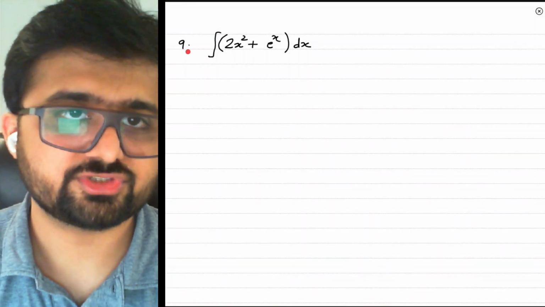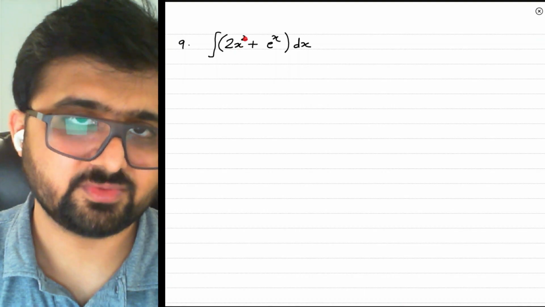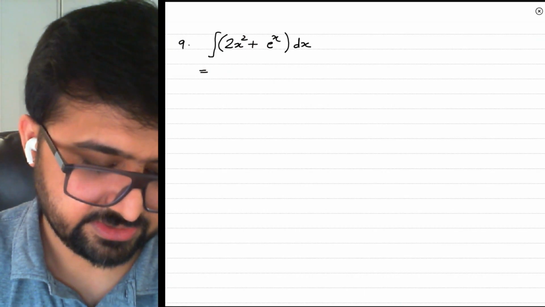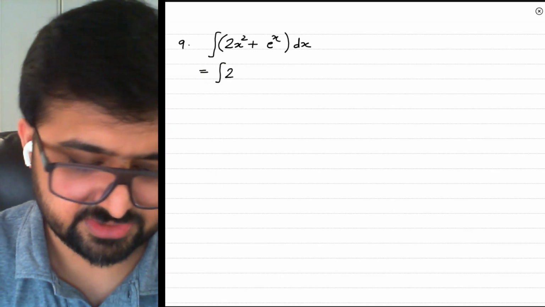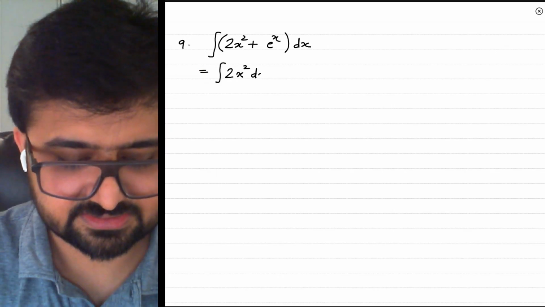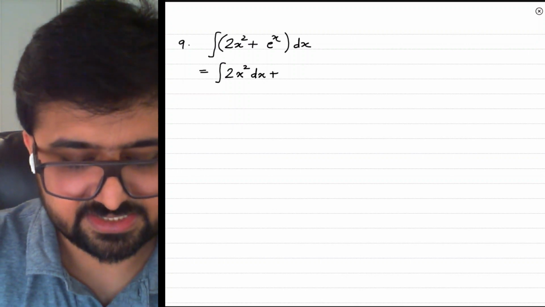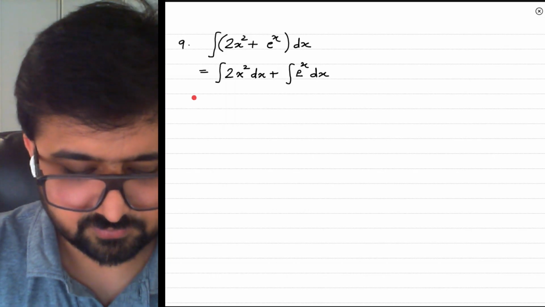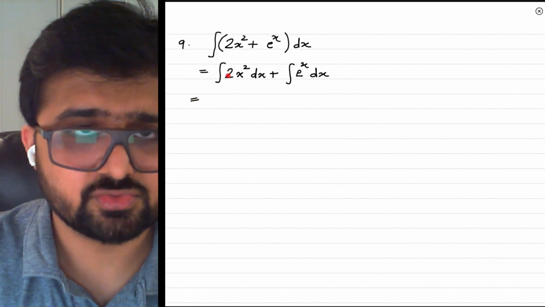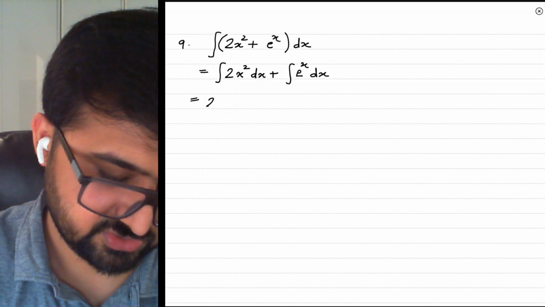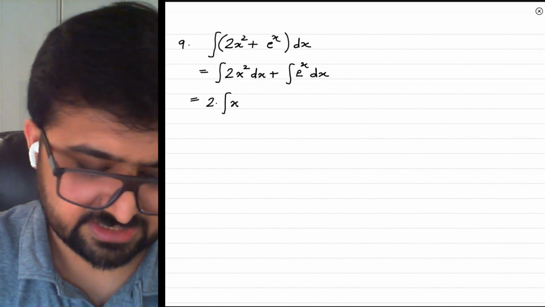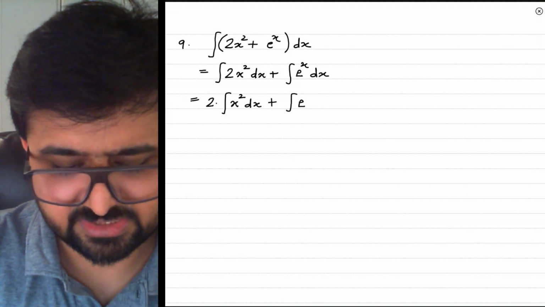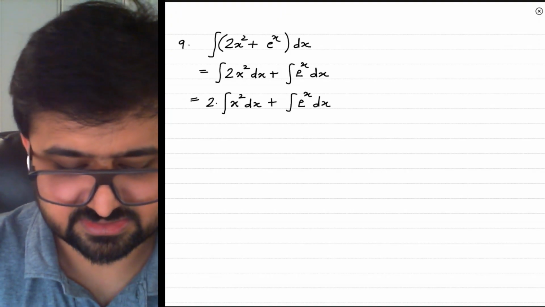All right, let's move on to question number 9. Integral of 2x squared plus e to the power x. Now, since it's addition, let's again split the integration in both the terms. So you get integration of 2x squared dx plus integration of e to the power x dx. Since 2 is a constant, you can take it out. So you get 2 integration of x squared dx plus integral of e to the power x dx.